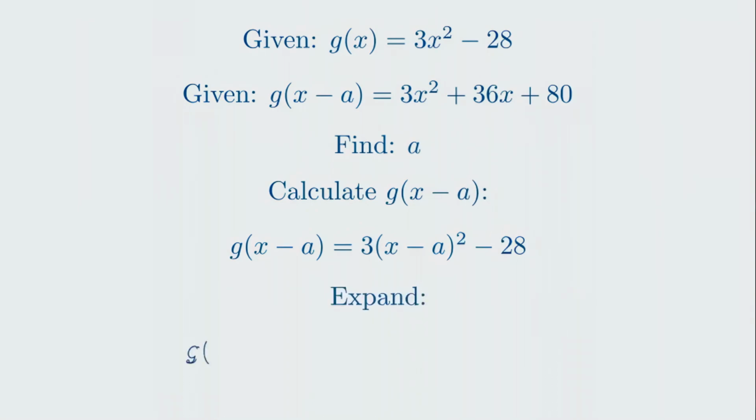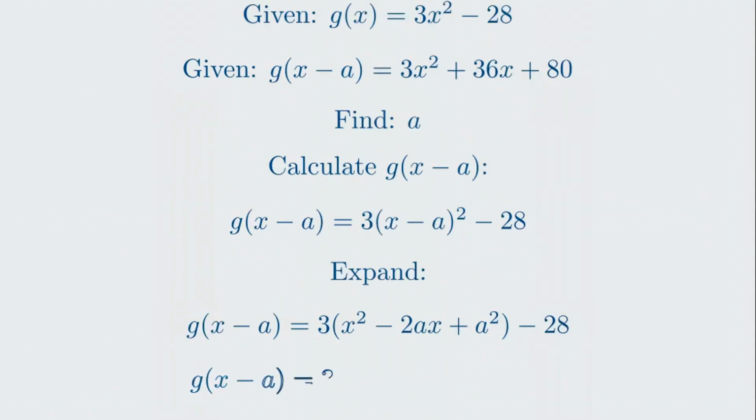We expand the squared term. x minus a squared is x squared minus 2ax plus a squared. Distributing the 3 gives us 3x squared minus 6ax plus 3a squared minus 28. The problem states that this expression is equal to 3x squared plus 36x plus 80.